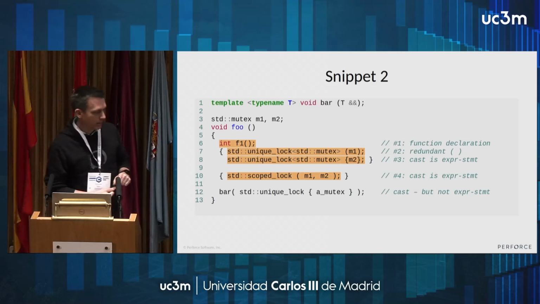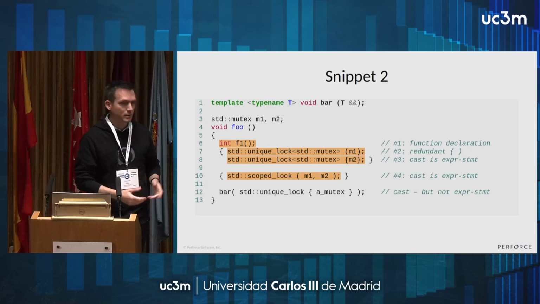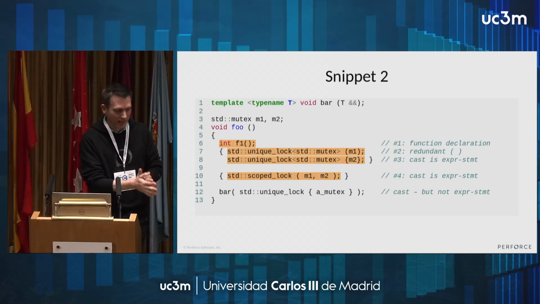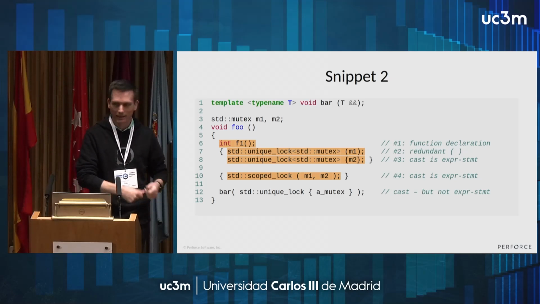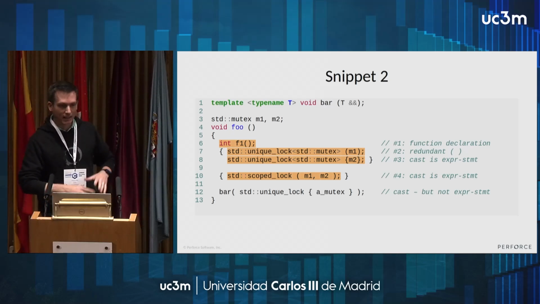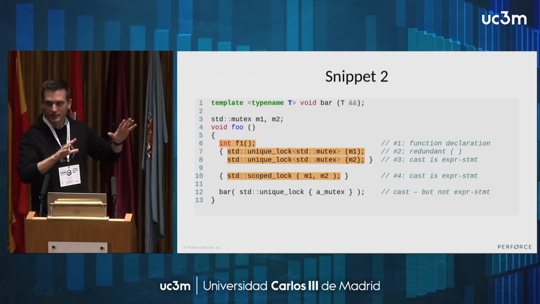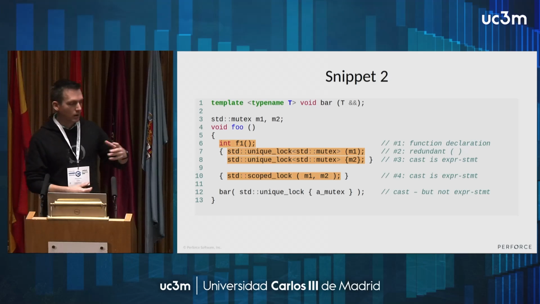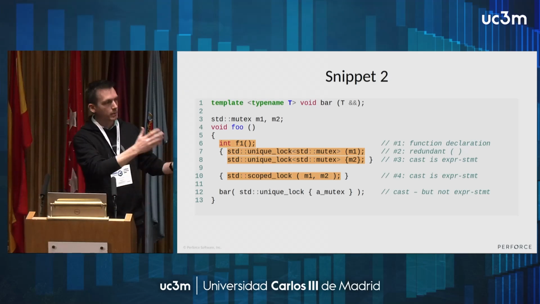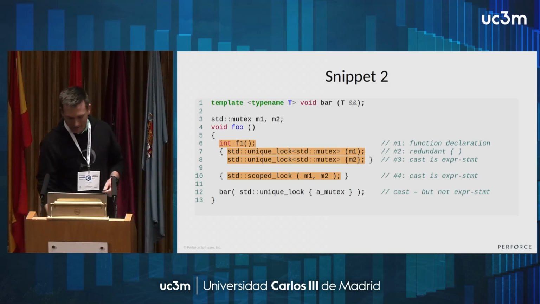Line 7, that's an interesting case. The parentheses around the declarator are optional. So that's actually a declaration of an object M1, which has unique lock type and is default initialized. In the case of line 8, it's a cast expression, as is line 10. And even though line 12 is a cast expression, it's not a statement expression. So the lock will be acquired before the function is entered, and then when the function exits, it'll be freed. So that's okay. All right.